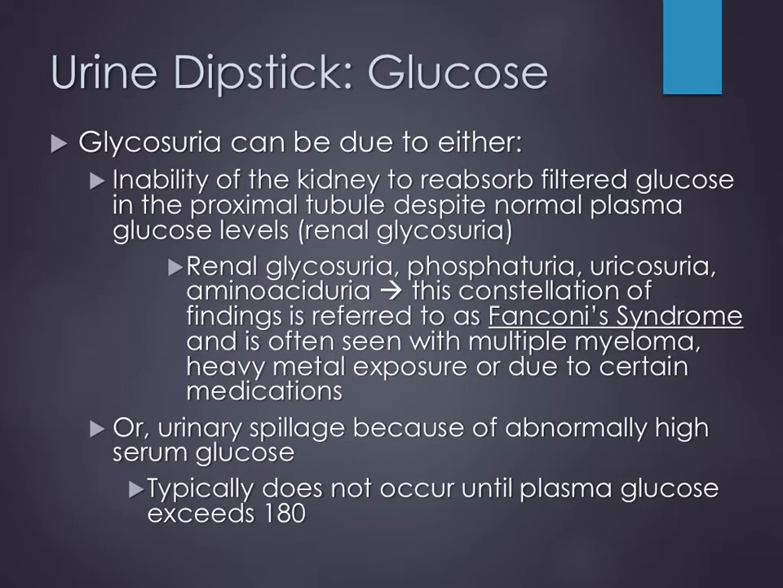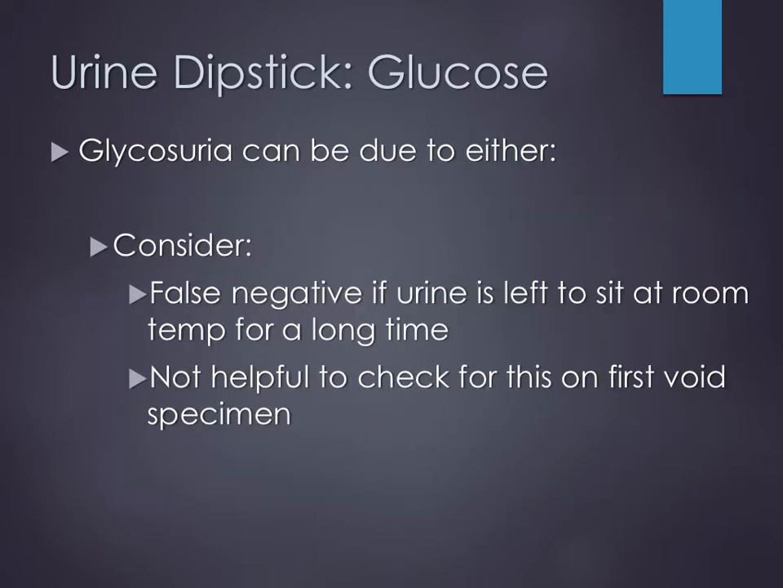The more common reason why you're going to see glucose in urine is from spillage secondary to abnormally high serum glucose. This typically is not found in the urine until your serum glucose exceeds 180 milligrams per deciliter. When checking urine for glucose, there's a couple things you're going to want to consider. The first is that false negatives can be found if the urine is left to sit at room temperature for a long period of time. And the second is that this is typically not a great way to test from a first morning specimen. You're going to want to do more of a spot urine check when you're looking for glucose.